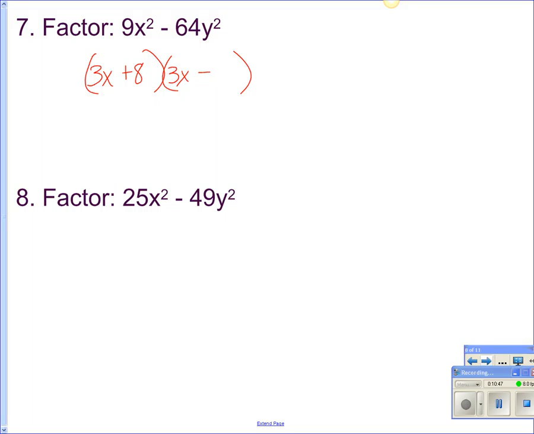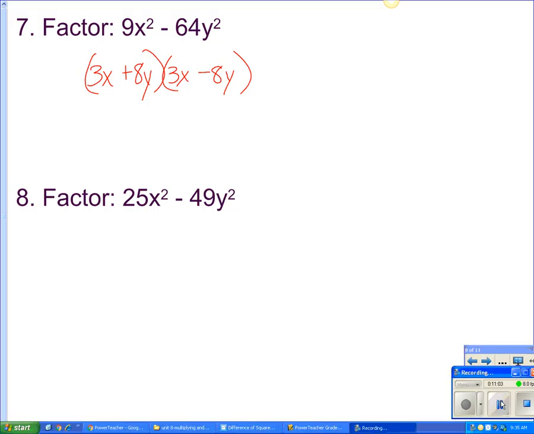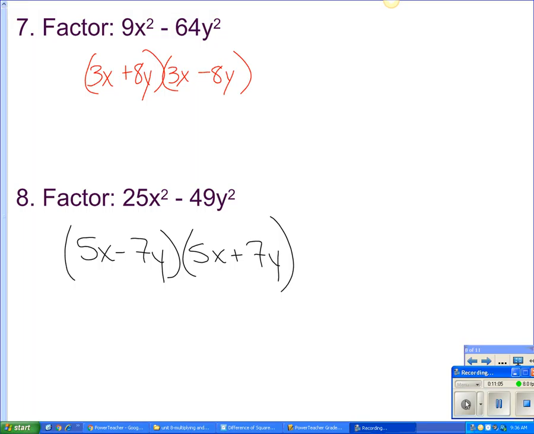8 what? And 8y. So, guys, you have to split the y squared up, too. So, 8y and 8y. 8 times 8 is 64. Okay. All right, so two parentheses, signs are different. 25 splits into 5x and 5x. 49 splits into 7y and 7y. Raise your hand if you got that one right. Did you? All right. Okay.